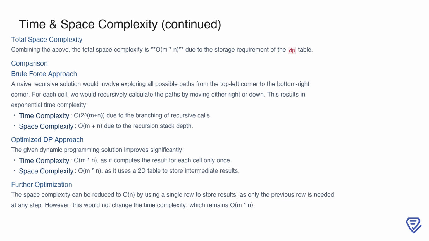This results in a time complexity of O(2^(m+n)), due to the branching at every step. The space complexity of this approach, however, is O(m+n), determined by the depth of the recursion stack. In contrast, the dynamic programming solution is far more efficient, with a time complexity of O(m*n) and a space complexity of O(m*n). There's also a further optimization that reduces the space complexity to O(n), by using only a single row to store results, as we only need the previous row's values at any step. However, this optimization does not impact the time complexity, which remains O(m*n).